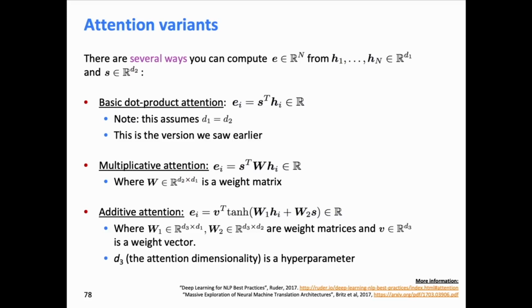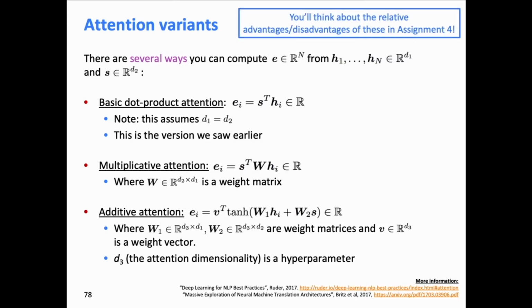One thing that's different here is that there's an additional hyperparameter, which is the attention dimensionality. I think it's the height of W1 and W2, and the length of the weight vector, right? You can choose what size that dimension is. It's like a hidden layer in the computation. So you can decide how big you want that intermediate representation to be. Okay, so I'm not going to tell you any more about that because that's actually one of the questions in assignment 4, to think about the relative advantages and disadvantages of these models.